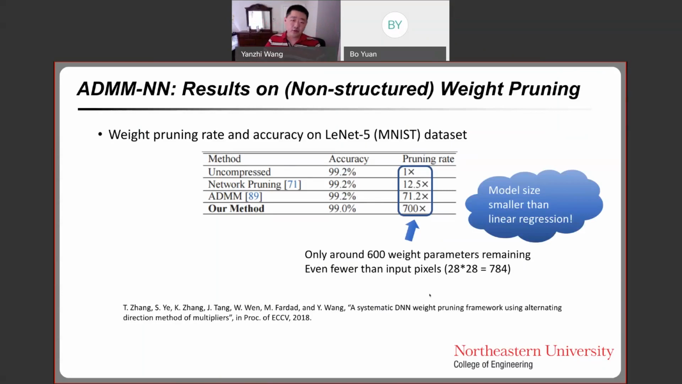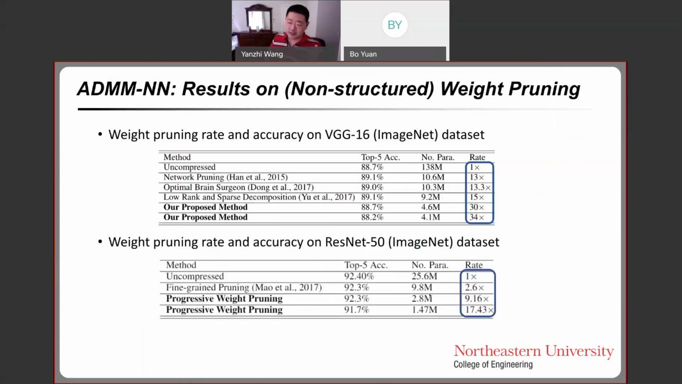Anyway, we see the results on VGG and the results on ResNet, and we can see that, for example, with ResNet, we can have 19 times pruning without accuracy loss, or 17 to 20 times with less than 1% accuracy loss.